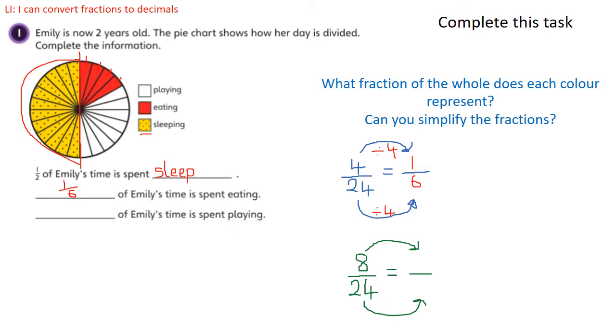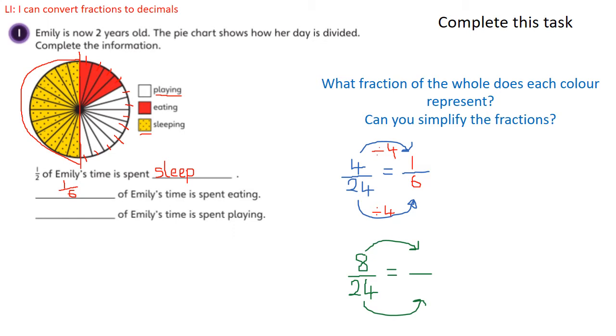Okay, how did you get on? Well, again, our denominator is going to be 24 because there are 24 sections, there are 24 hours of the day, and each section represents 1 hour. What I did next is I counted how many white sections there are because the white sections represent the playing. So 1, 2, 3, 4, 5, 6, 7, 8. So there are 8 sections, 8 hours, so 8 becomes our numerator.